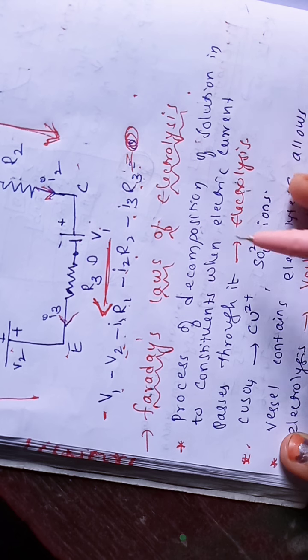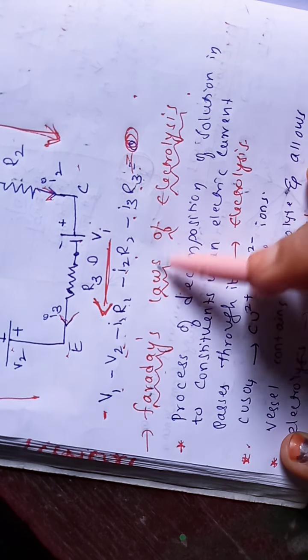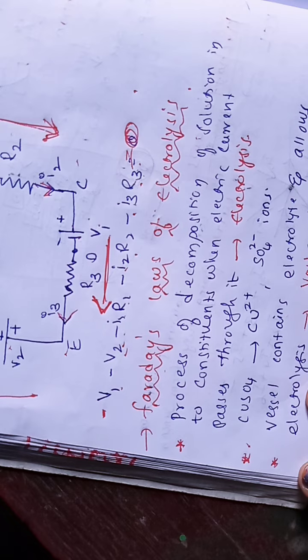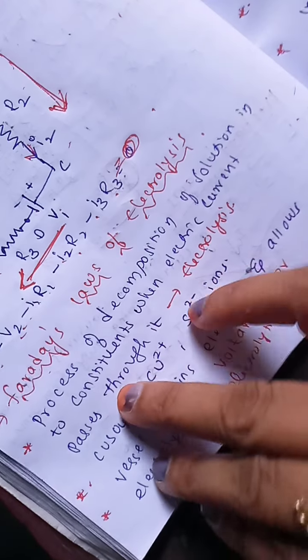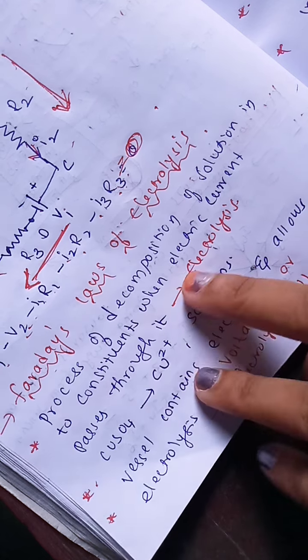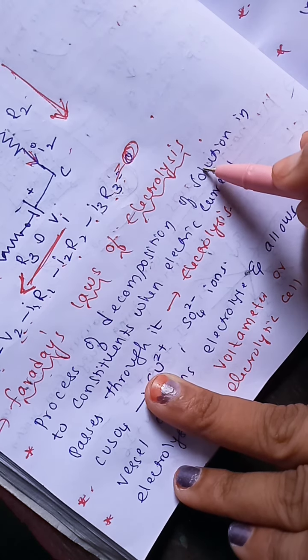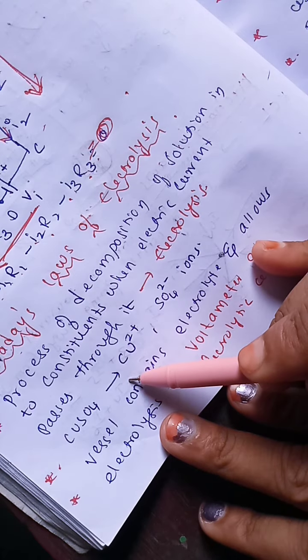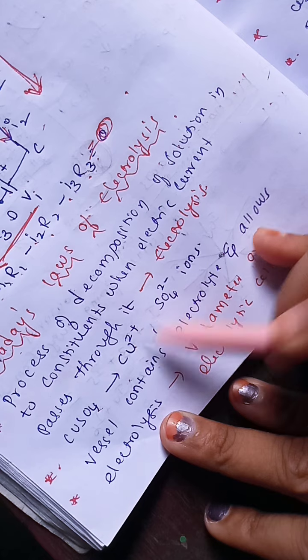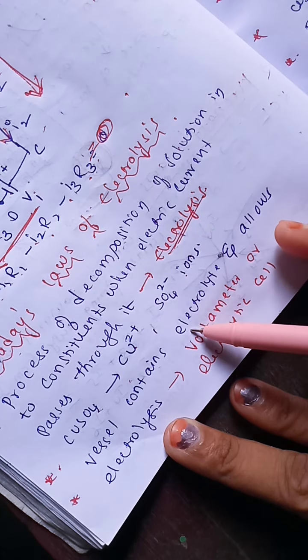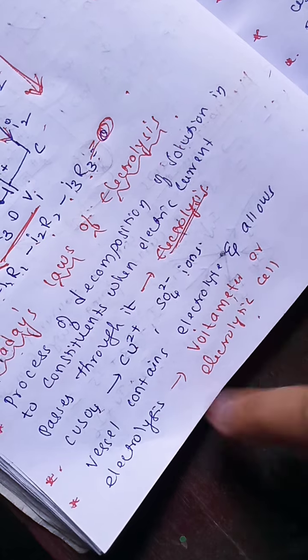Now let us move to our last part in this current chapter, part 3, Faraday's laws of electrolysis. Electrolysis means the process of decomposition of a solution into constituents when electric current passes through it. So if we take any chemical solution and pass current through it, such as CuSO4, it decomposes into Cu2+ and SO4 2- ions. That process we call electrolysis. And the vessel in which the electrolysis process takes place we call a voltameter or electrolytic cell.